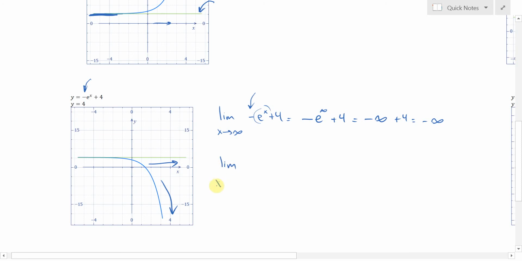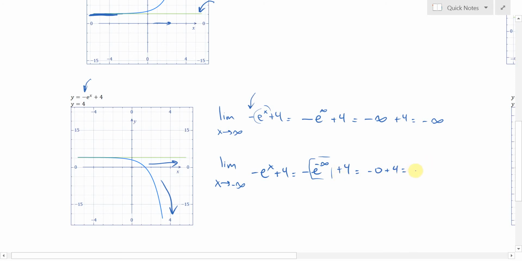And if you say, well, as x approaches negative infinity, negative e to the x plus 4, well, negative e to the negative infinity, e to the negative infinity is 0, so that's negative 0 plus 4, so there should be a plus there.